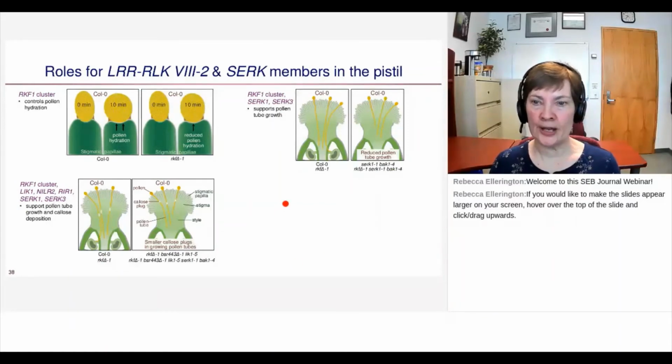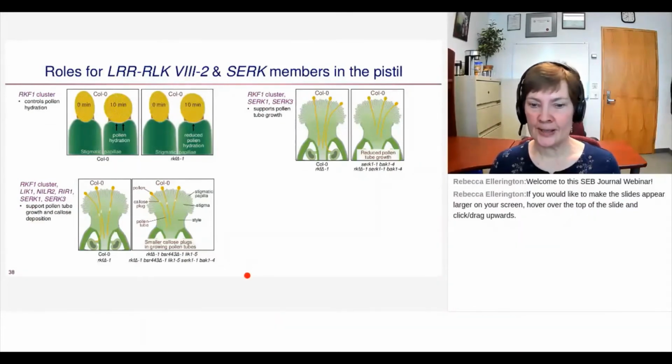Okay, so we now can add more phenotypes that we've discovered as we've knocked out additional members of these two groups. So we've got the pollen hydration phenotype, the pollen tube growth phenotype, and now we also have the size of the callus plugs that are being deposited when these different receptor kinase genes are knocked out. So all in all, they're required for controlling pollen hydration and supporting pollen tube growth as well as callus deposition.